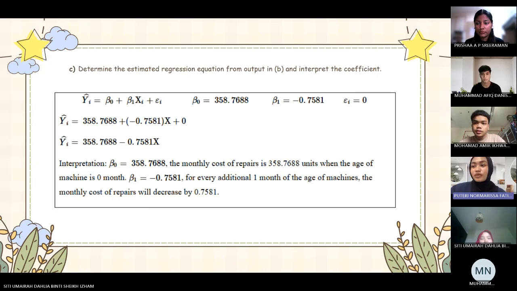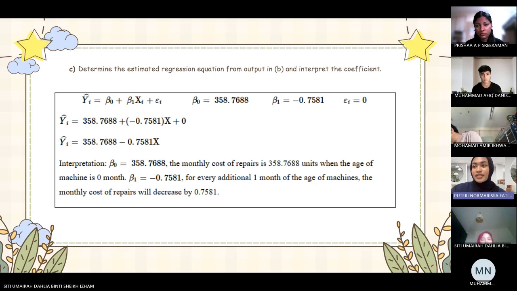Okay, thank you so much, Umaira. So I'll be continuing the C question. Determine the estimated regression equation from output B and interpret the coefficient. So the original equation is the one with epsilon. However, since our epsilon, or our random error, is assumed to be 0, our equation is simplified to be y hat equals 358.7688 minus 0.7581x.